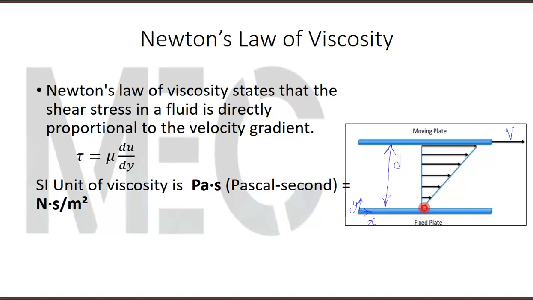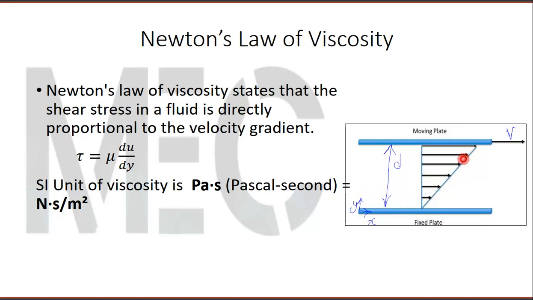Now we know that the liquid or fluid sticks to the solid plate. So if the moving plate is moving at a speed of v, the top layer of the fluid is moving at the same speed. And because the bottom plate is fixed, the velocity of the fluid here is 0. Now velocity gradients will be formed, because as y changes, the velocity changes.